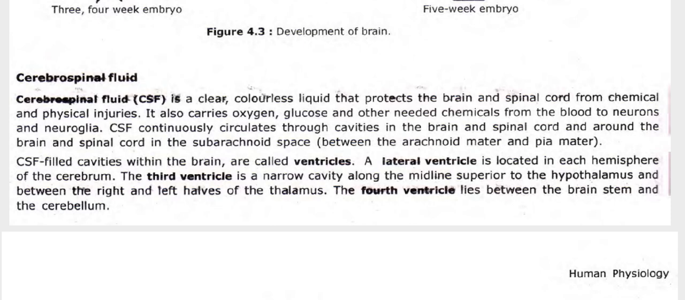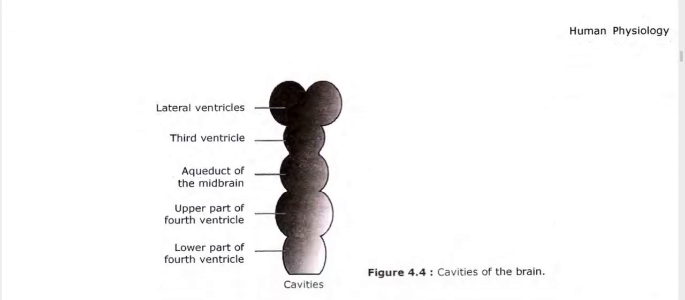CSF-filled cavities within the brain are called ventricles. The lateral ventricle is located in each hemisphere of the cerebrum. The third ventricle is a narrow cavity along the midline, superior to the hypothalamus and between the right and left halves of the thalamus. The fourth ventricle lies between the brainstem and the cerebellum.